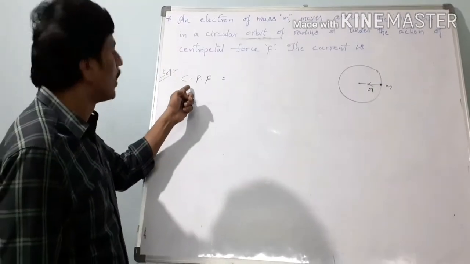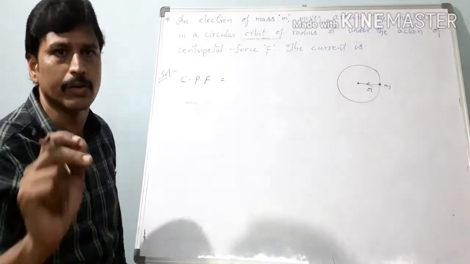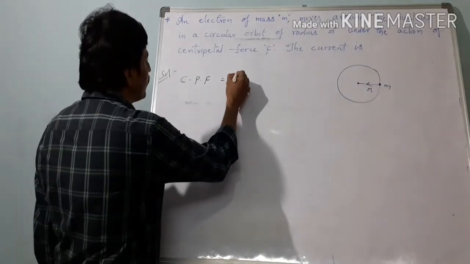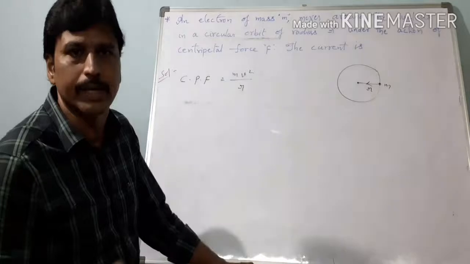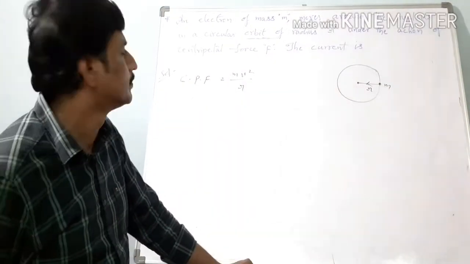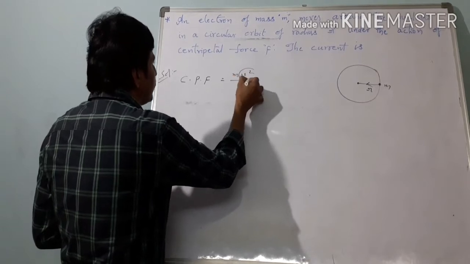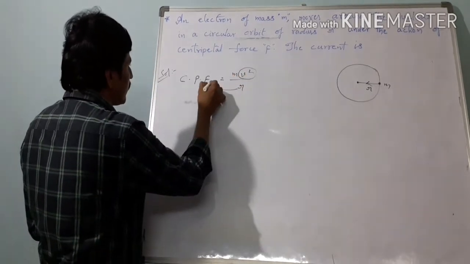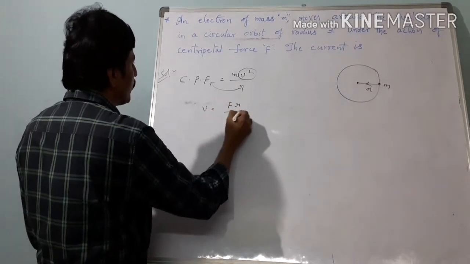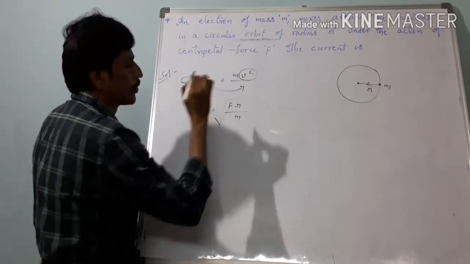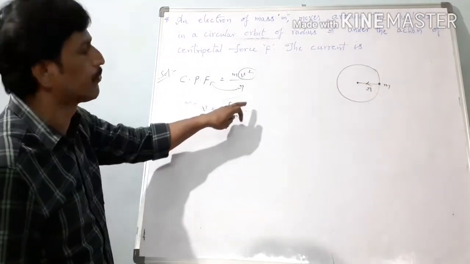What is the formula for centripetal force? The formula is the same for both centripetal and centrifugal force: mv square by r. So I want v. V is equal to the square root of Fr by m. So velocity v is equal to the square root of Fr by m.